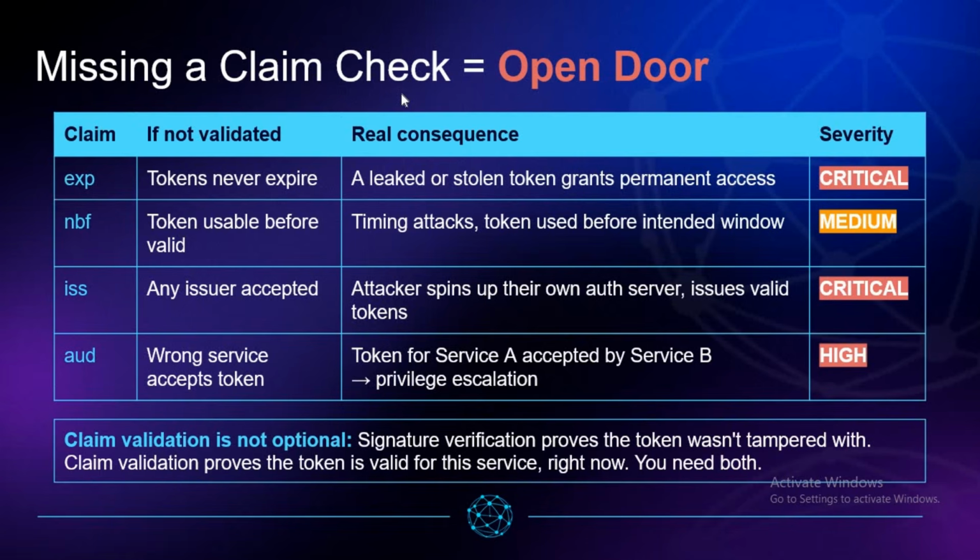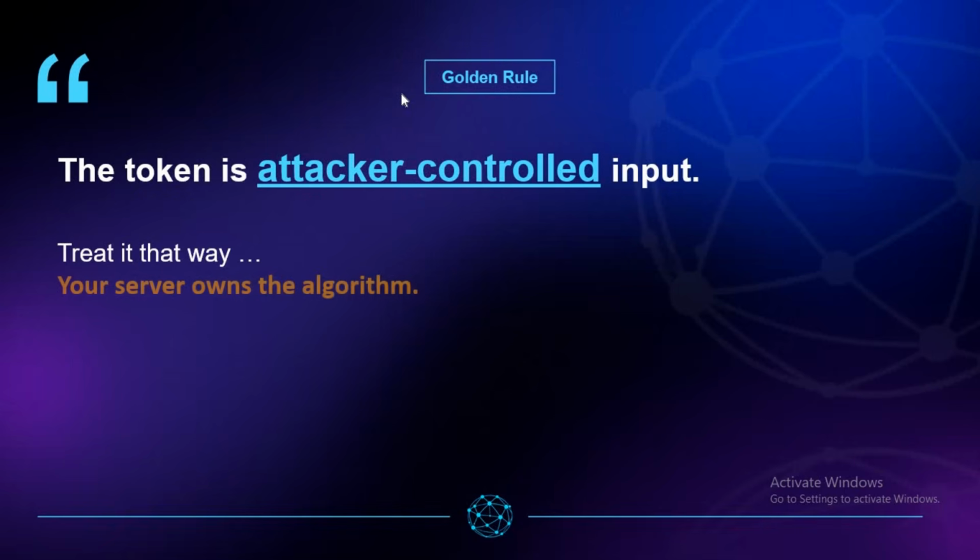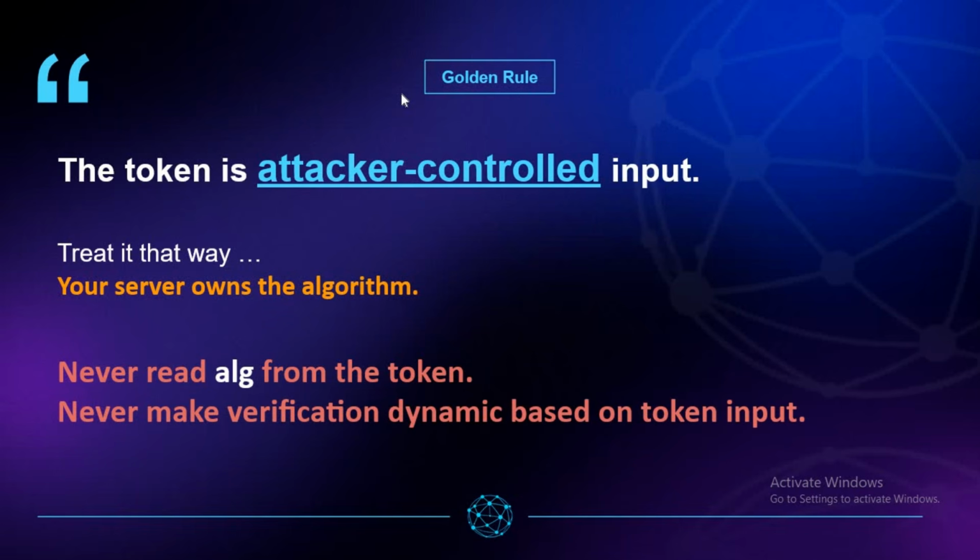Here is the principle. Signature verification proves the token wasn't tampered with. Claim validation proves the token is valid for this service right now. You need both. Signature without claims is a lock with no address on the door. Anyone with any valid token can get in. And this is the mental model I want you to take away from this entire section. The token is attacker-controlled input. Treat it that way. Your server owns the algorithm. Your server owns the validation rules. The token gets to carry data. That's it. It doesn't get to tell you how to process itself.